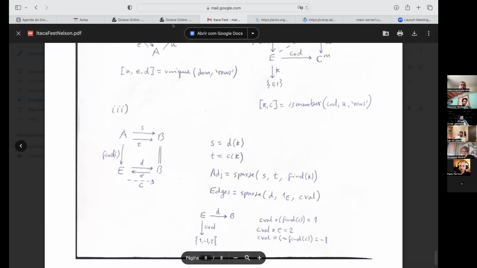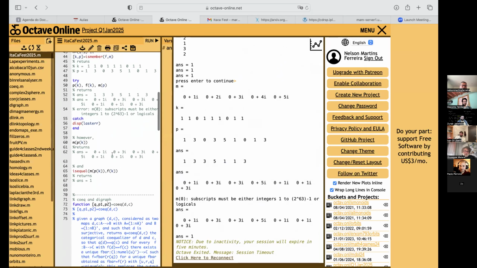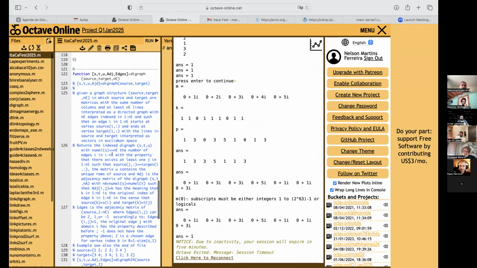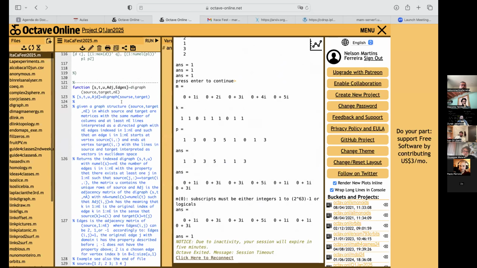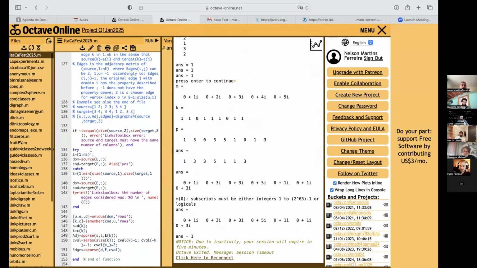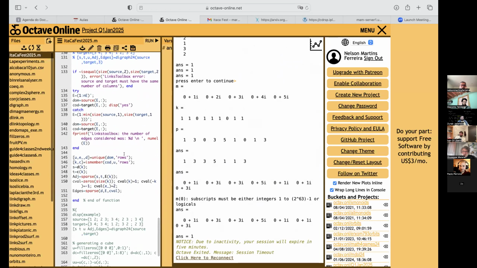Okay, and so this has been implemented here. Let me go here. So you see the function is like this. It has some preliminary data controlling. So if data is not appropriate, it has to do some preliminary stuff. But then the whole function is just a combination of unique and ismember, as I was saying.